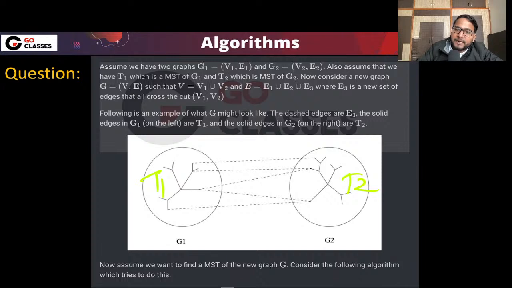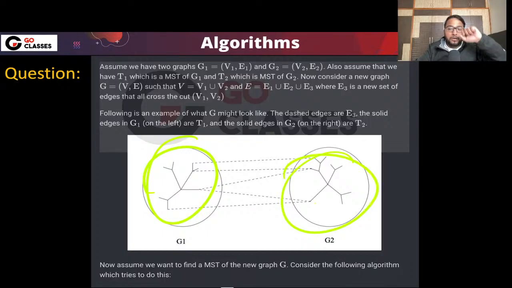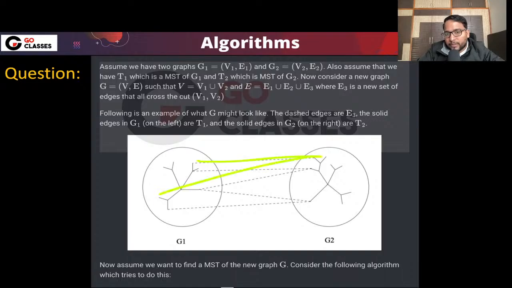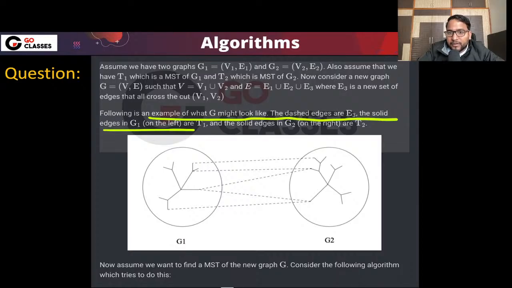So they are saying this is G1. G1 is having some MST. G2 is also having some MST. What we can do is take a union such that we can connect both of them using some edges. Following is an example of what G might look like: the dashed edges are E3, and the solid edges in G1 on the left are T1 and T2.